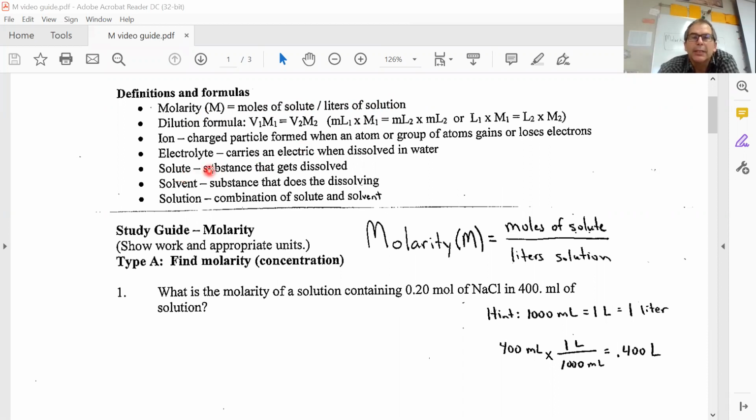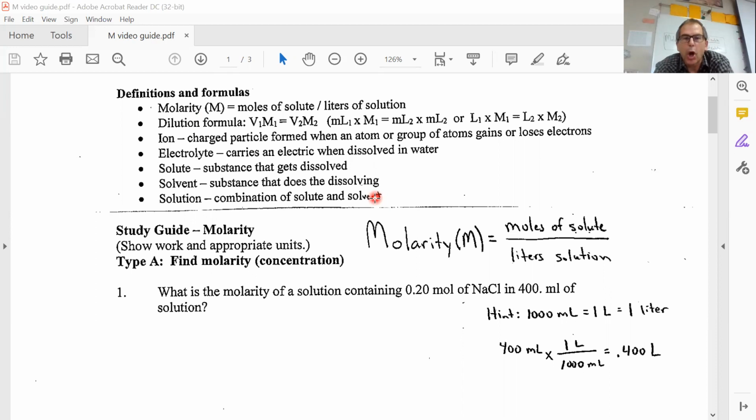So solute is a substance that gets dissolved. Solvent is a substance that does the dissolving. And then the solution would be the combination of solute and solvent. So let's say I am making a saltwater solution. The solute gets dissolved. The solvent would be the water. And then the whole thing, the salt water, would be the solution.